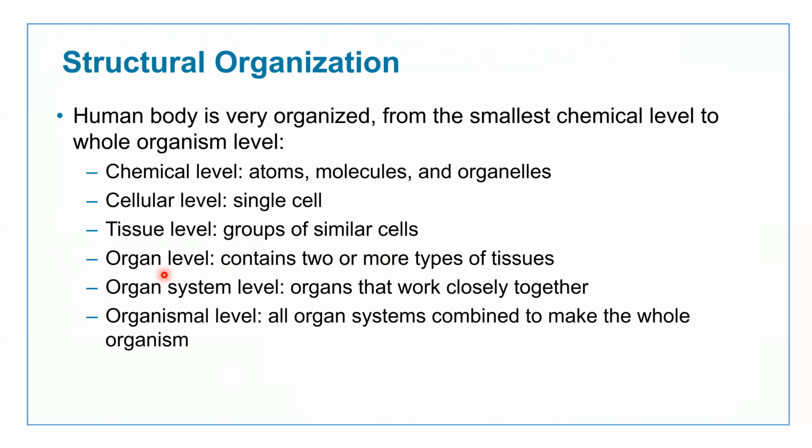Then organs make organ systems. An organ system is a group of organs that work closely together. Let's say it is your respiratory system: you will have your trachea, you will have your lungs, right? You will have a pleura that's surrounding the lungs. That will be the organ system. And then these 11 organ systems that we just discussed make an organism. They make the organismal level. So those are all organ systems combined to make the whole organism.